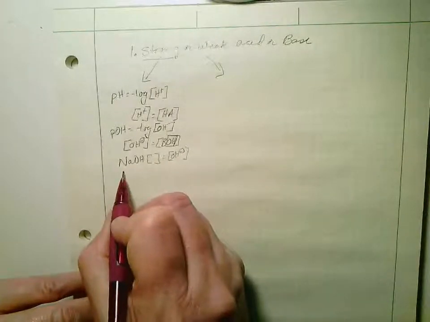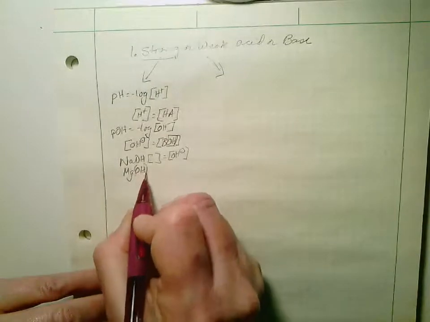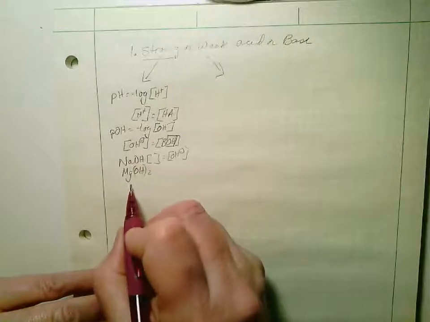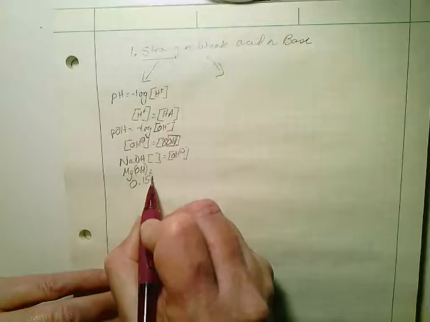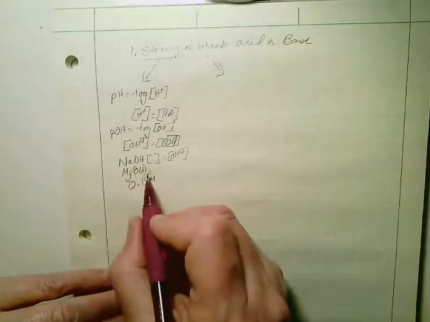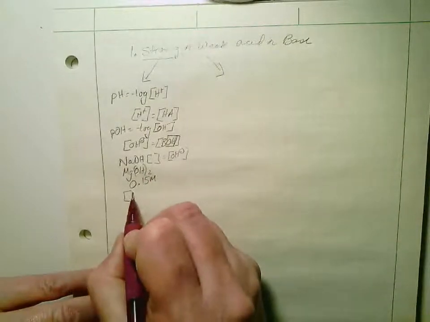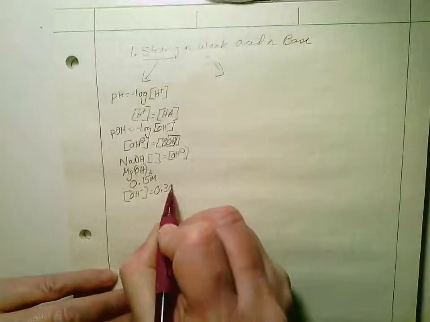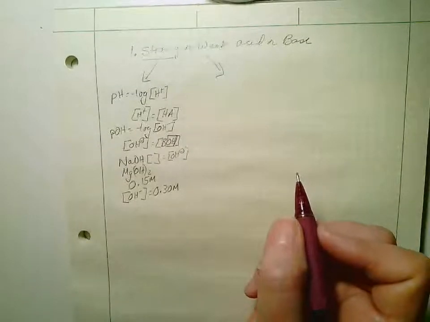But if it's something like magnesium hydroxide, now we have two OHs. And so the concentration, let's say we had 0.15 molar magnesium hydroxide. Since for every one magnesium hydroxide I get two hydroxide ions, the concentration of my hydroxide ions would be 0.30 molar. Okay, so that's not too bad.